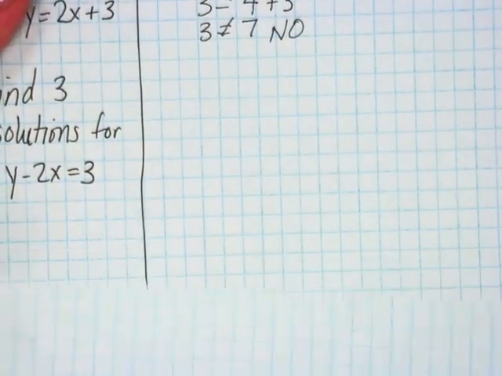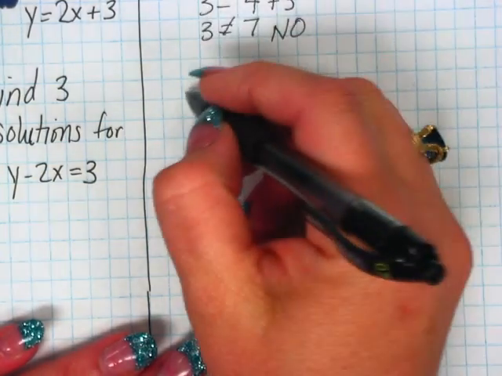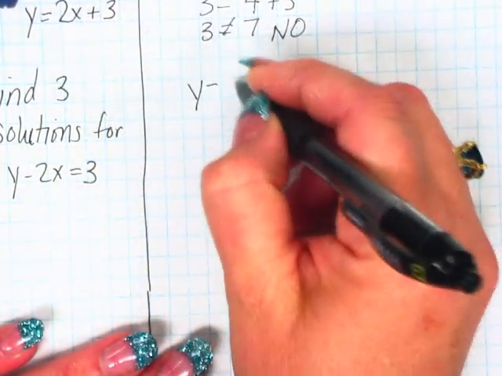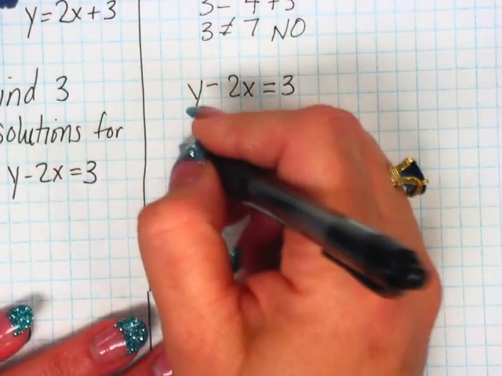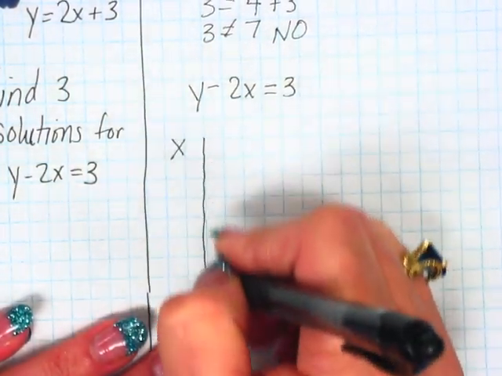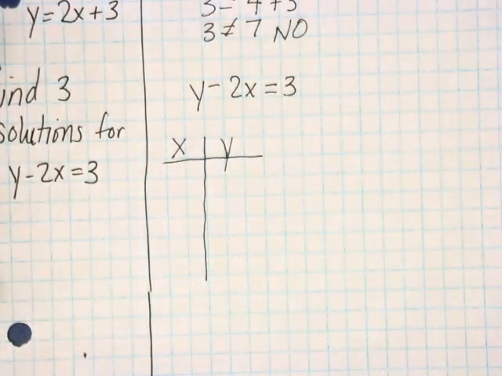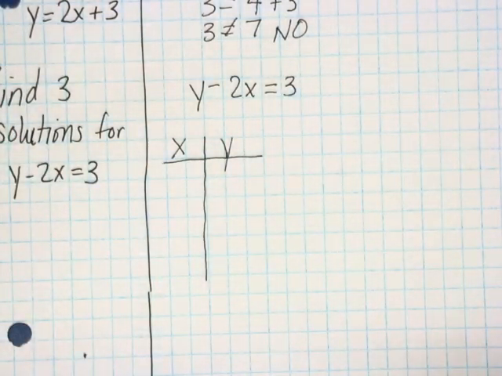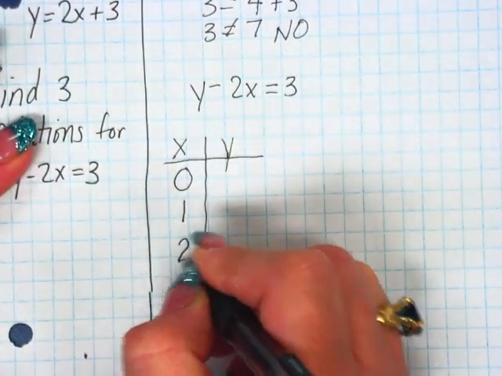Okay. Find 3 solutions. So now we've got a problem and they want us to come up with solutions that work. We're going to make a t-chart, and I know that you've seen a t-chart before, the x and y chart. And what you're going to do is you're going to pick 3 numbers for x. Any 3 numbers you're comfortable with, and right now I'm going to give you those 3. Later you can pick your own. For x I'm going to make 0, 1, and 2.